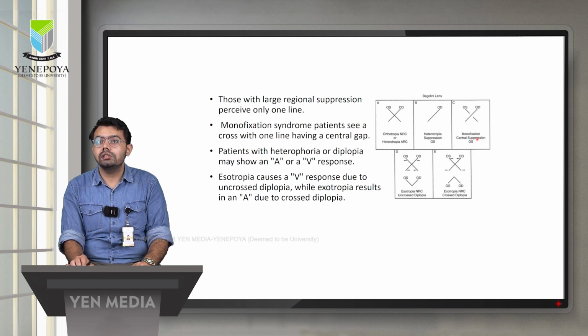If there is a monofixation syndrome, as we have learned, in monofixation syndrome of the left eye there is a central scotoma. So the patient has difficulty seeing at the center. That's why there will be a discontinuity of the line in the left eye, but in the right eye the line will be straight. So at the center, there will be a break. If there is an esodeviation, in Bagolini, it forms a V pattern. If there is an exodeviation, the Bagolini forms an A pattern.